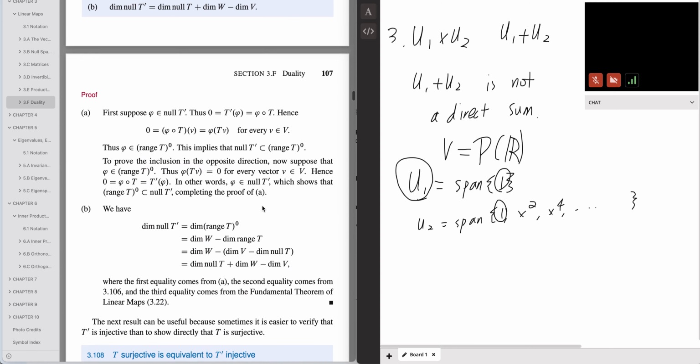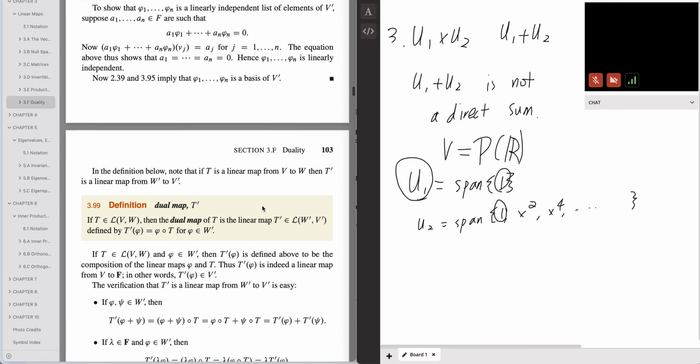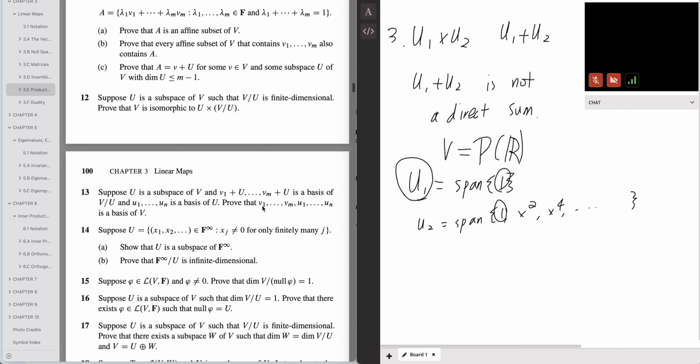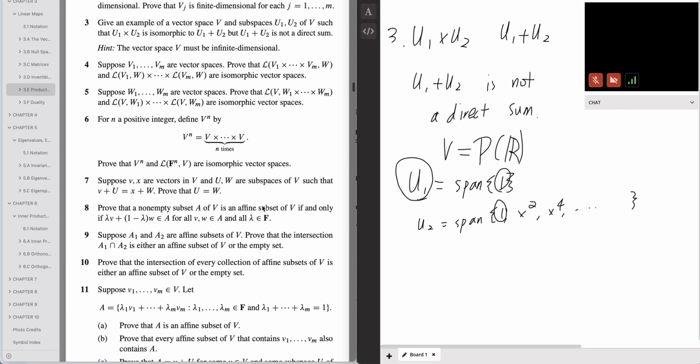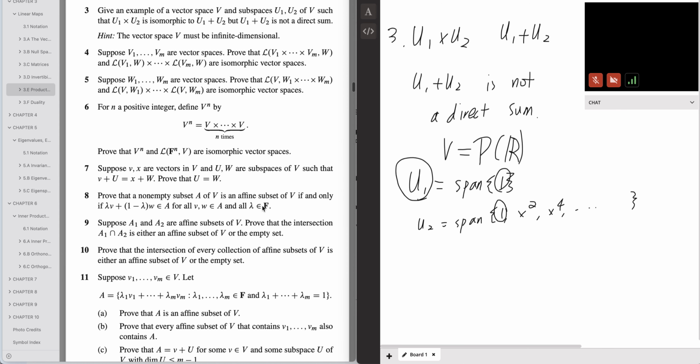I need to spend some more time thinking about this question 3. If it gets me stuck for another day or two, I'll ask the professor.